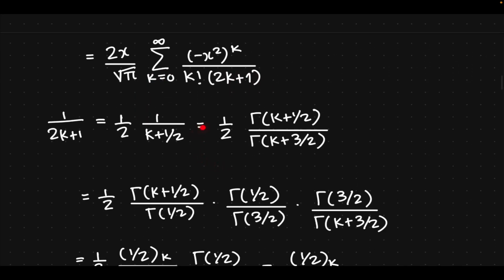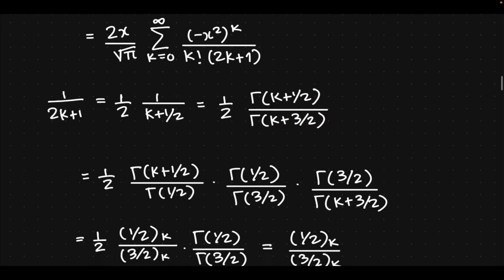Now, what's the next step? We're going to write 1 over 2k plus 1 in terms of the gamma function. So 1 over 2 times 1 over k plus 1 half, which is 1 over 2 times gamma of k plus 1 divided by gamma of k plus 3 halves.